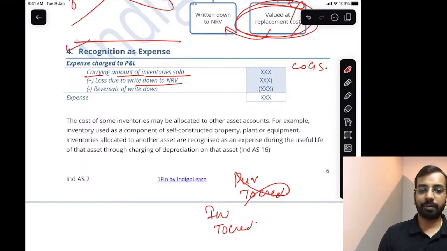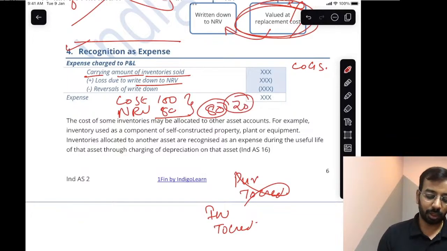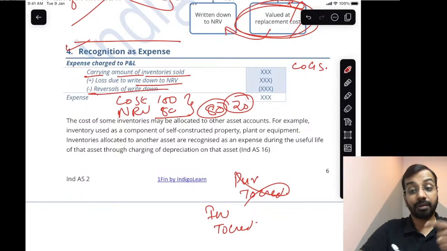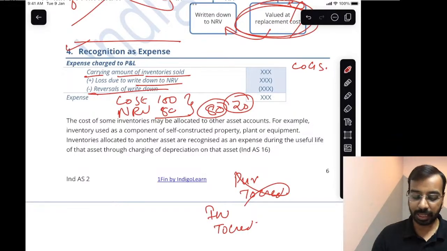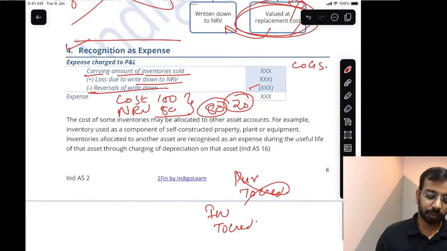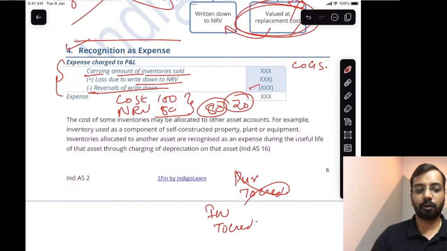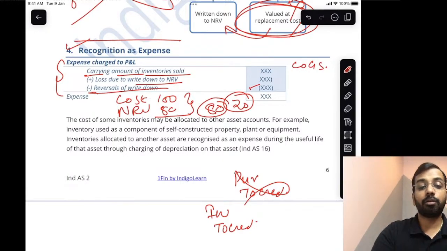When you write down to NRV, means if cost is 100 and NRV is, let us say, 80, we'll measure it at 80. This 20 is also a loss. And reversal of write down, if you have written down something in the past and now you are reverting it back, that is recognized as a gain in the P&L. Sometimes inventory may be used for construction of property, plant and equipment. In that case, you will consider the value of the inventory used in capitalization of property, plant and equipment.